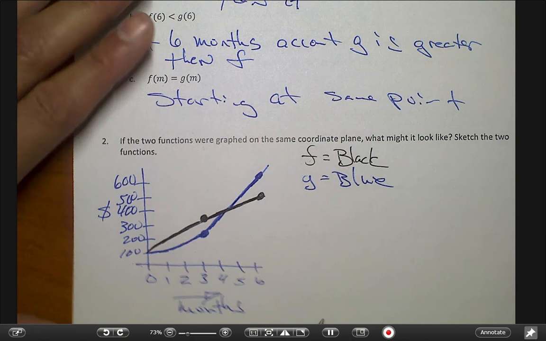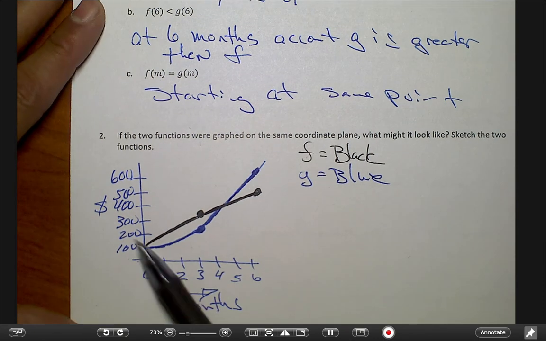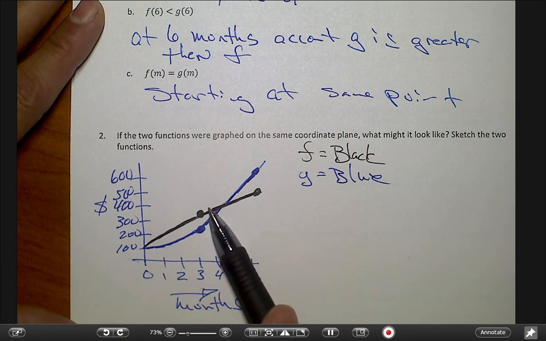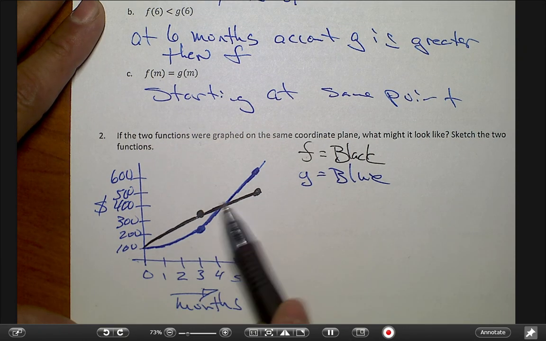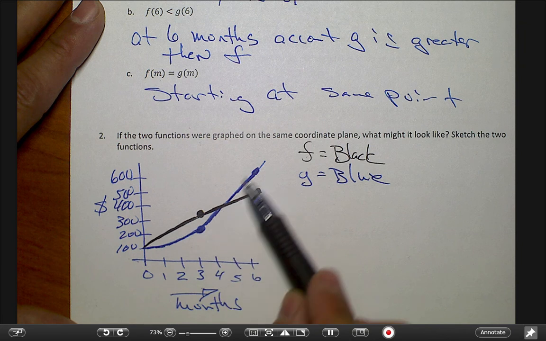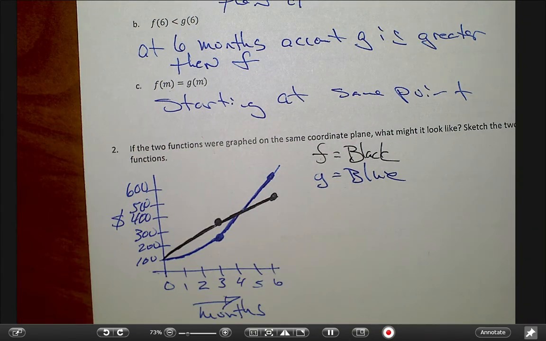So we have a graph of my two functions here. We know that this one from here to here is going to be above, but at some point there's an intersection that this is now going to change to be above. So it's just asking you to sketch these. So your drawing doesn't have to be as great as mine.